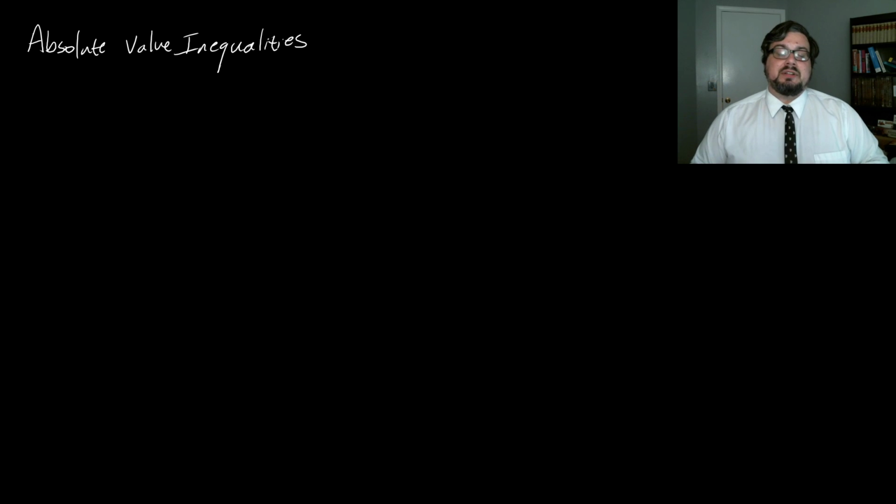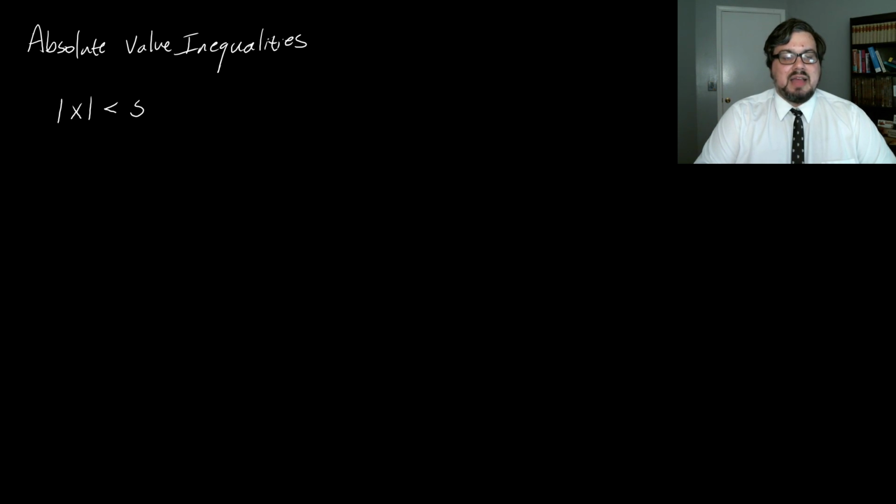Our first step is going to be to translate our absolute value inequality into a compound inequality or a collection of inequalities that don't have absolute values in them, so that we can use our previous methods of working with it. So let's consider an absolute value inequality like the following. Let's consider a simple inequality. The absolute value of x is less than 5.